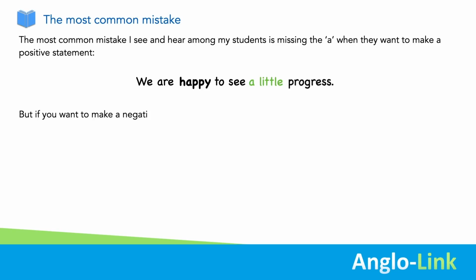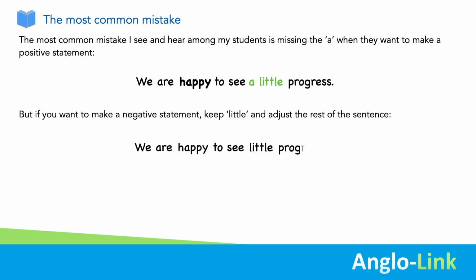Now, if you want to create a negative statement, you can keep little, but you need to adjust the rest of the sentence. So here we go again. We are happy to see little progress. We want to create a negative situation now, so we need to adjust happy and change it to sad. Now it's okay to say we're sad to see little progress.